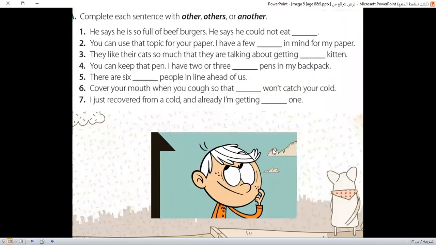Okay. Now in your book, if you can see, we have exercise A. It's about completing the sentences using other, others, or another. It's a very easy exercise. Let's start with number 1. Who can do number 1? He says he's full of beef burgers. He says he could not eat another. Yes, Lilas.